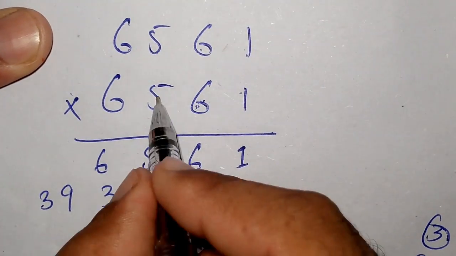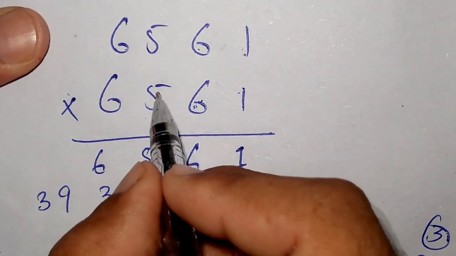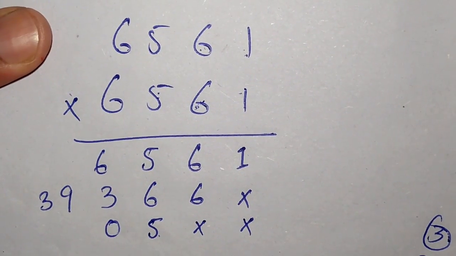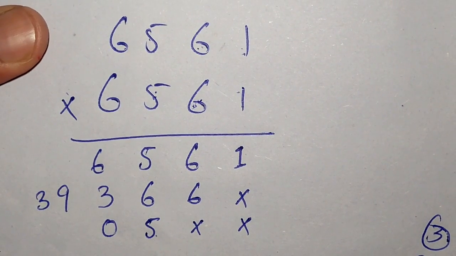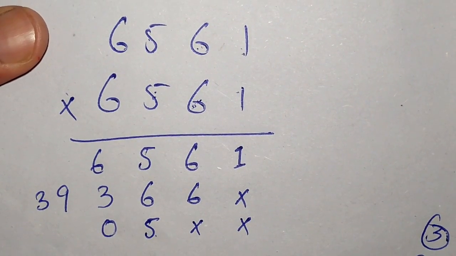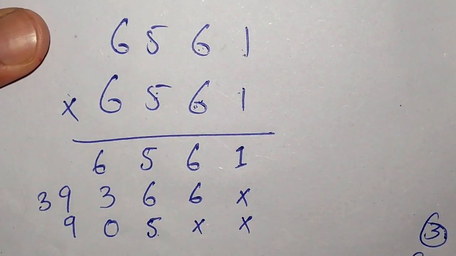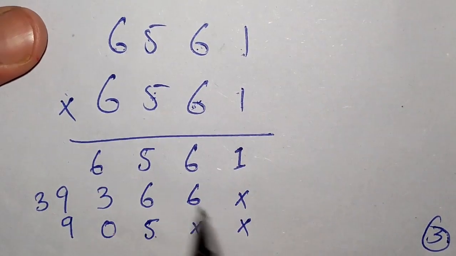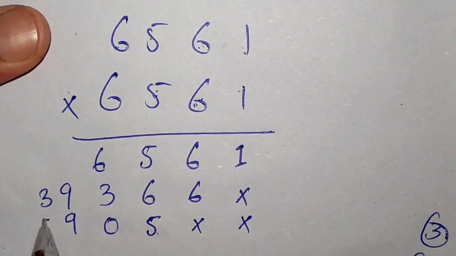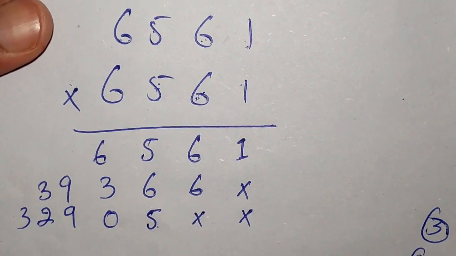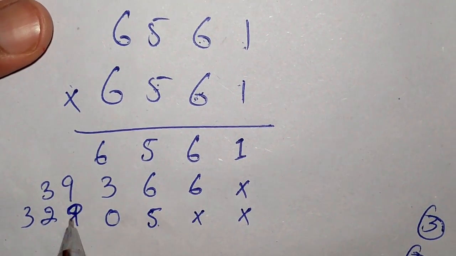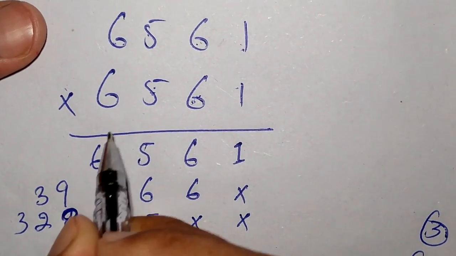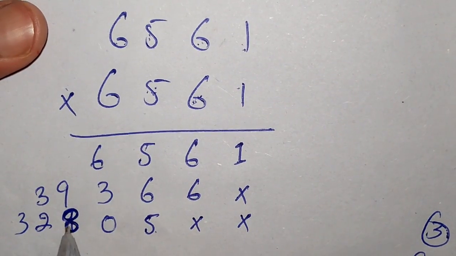Now 5 times 1 is equal to 5. 5 times 6 is equal to 30. 3 carried. 5 times 5 is equal to 25. 25 plus 3 is equal to 28. Sorry, here 5 times 5 is equal to 25 plus 3 is equal to 28. So here this is 28, not 29. 5 times 5 is equal to 25 plus 3 is equal to 28.